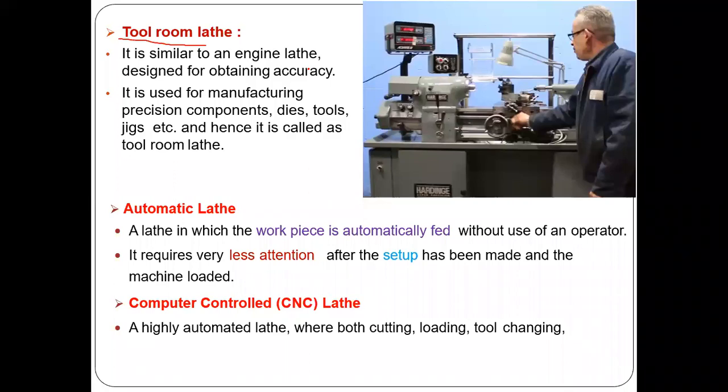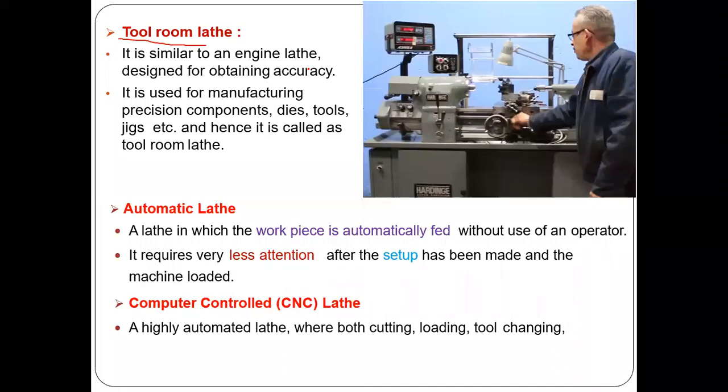So the setup has been made and the machine is loaded. Whatever the workpiece is, it is loaded on the headstock. The next one is the CNC lathe, or computer control lathe. In our CNC lab, in your CAD/CAM lab, we have a CNC lathe also. So what is the CNC lathe? It is nothing but computer numerical control, so the lathe is completely controlled by computer.